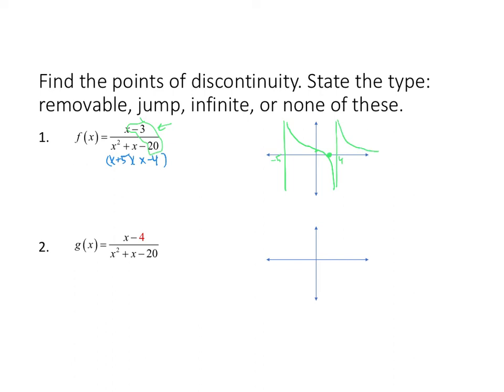It doesn't have any more zeros, so it can't cross any of the axes. So here's what the function looks like. So this has points of discontinuity when x is equal to negative 5 and when x is equal to 4. And these are both infinite. And because they're infinite, both of these are non-removable.